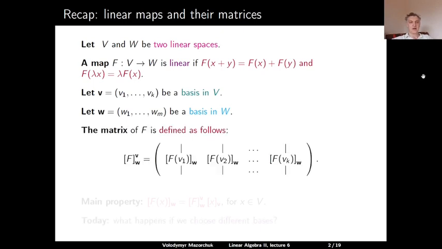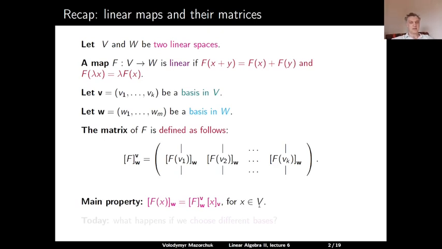Then the matrix of F with respect to this choice of bases, V and W, is defined as follows. The first column of this matrix consists of the coordinates of the vector f of v1 in the basis W. The second column consists of the coordinates of the vector f of v2 in the basis W, and so on. The main property of this matrix is the following one.